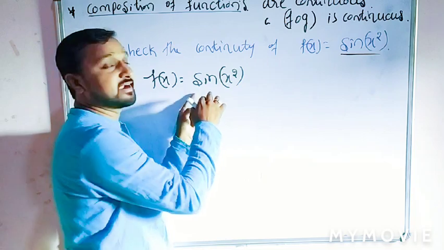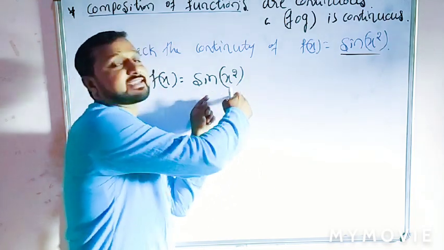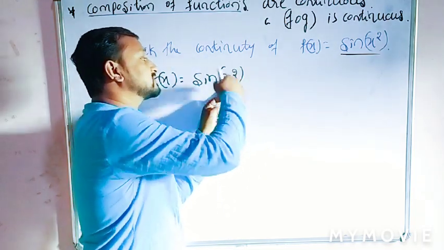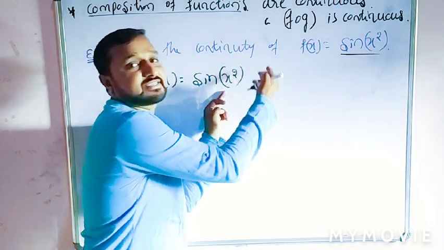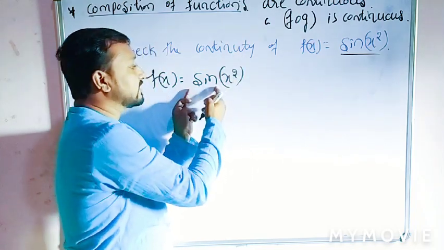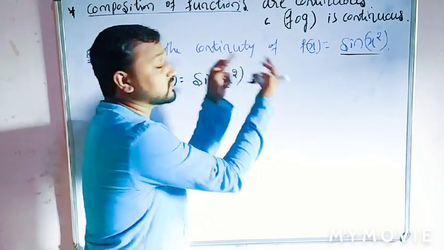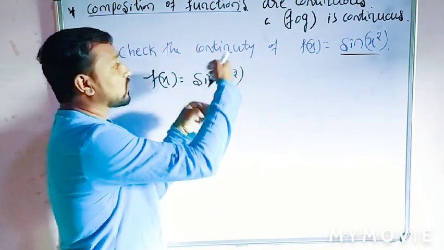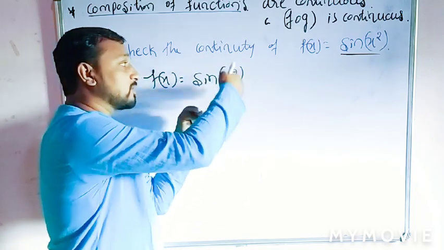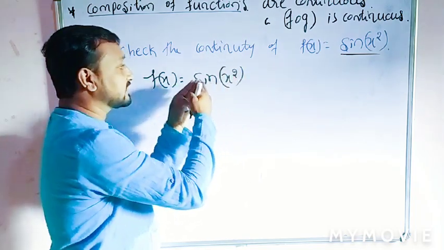Sine x is the standard trigonometric function, but here instead of the standard function, another function is there. This is sine of x square. So here sine x is one function and x square is another function. So this is a combination of two functions. This is composition of a function. So this function can be split.